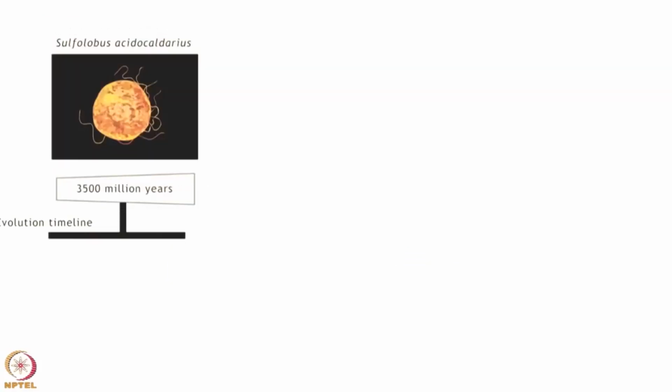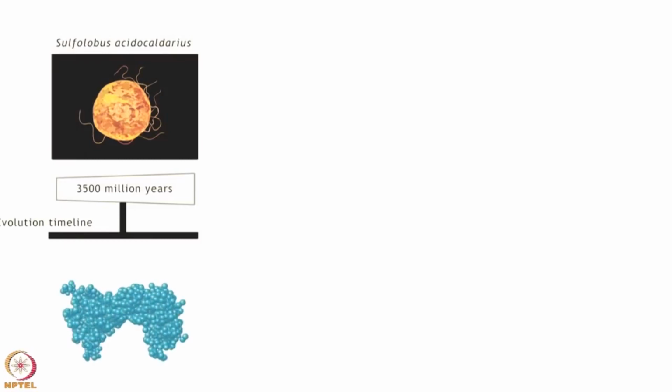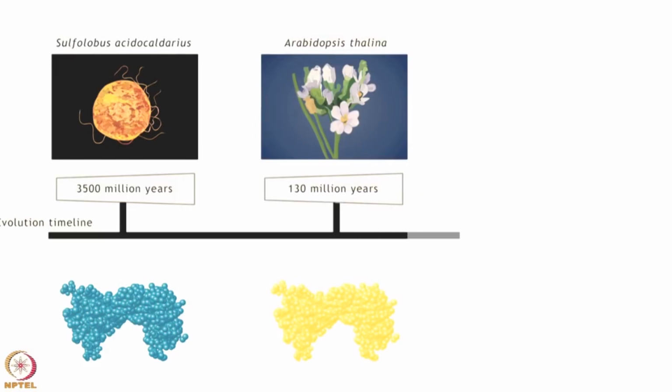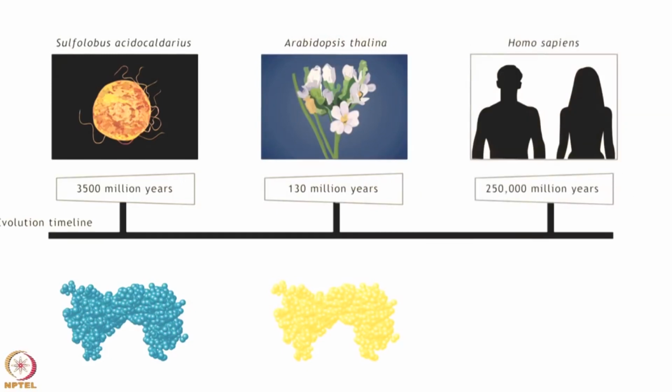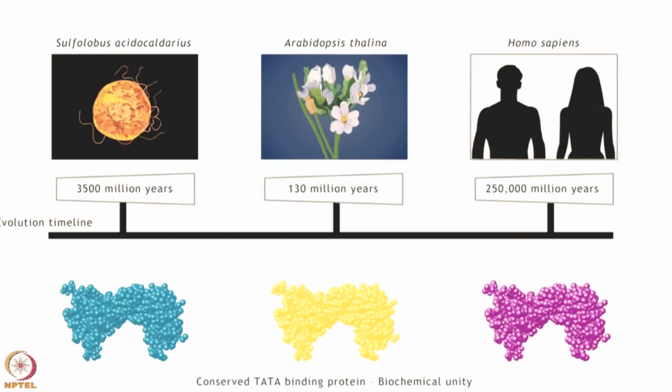Several proteins have been identified that possess similar three-dimensional structures and perform very closely related functions in organisms that are separated in evolution over billions of years. One such protein is the TATA box binding protein, which plays an important role in gene regulation.